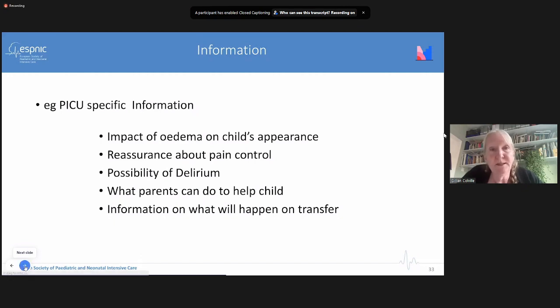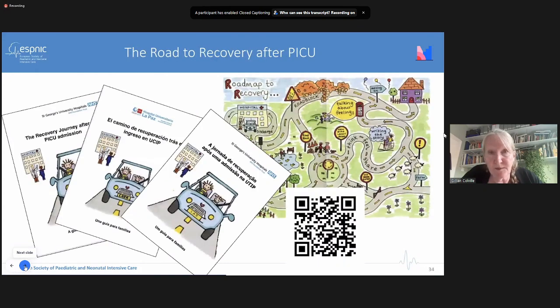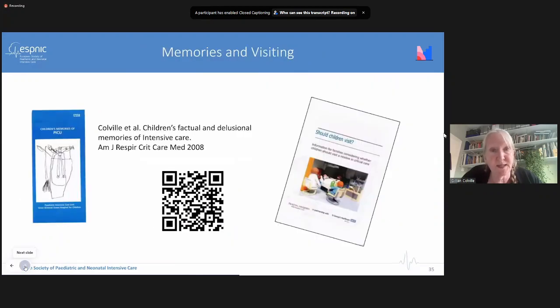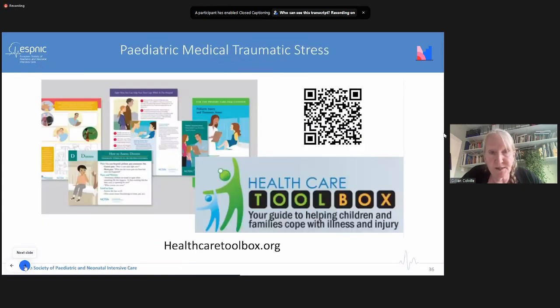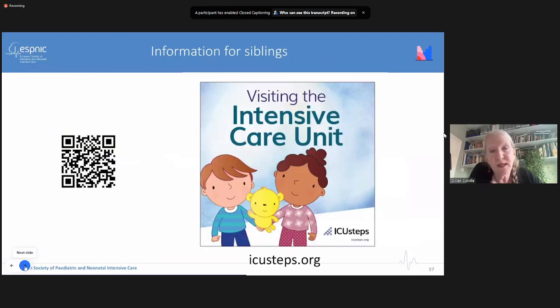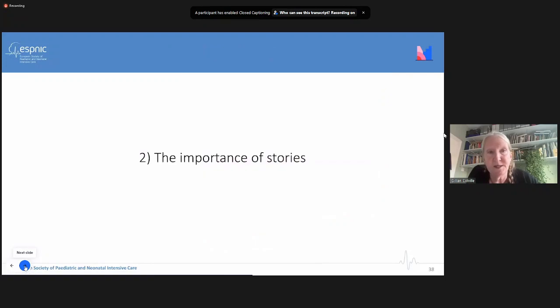Next slide. So the next 3 or 4 slides just give you some information on leaflets that are free to download from my research website and from 2 other websites that I think it's worth looking at. So these are leaflets about children's memories and about reactions to trauma. This is an American website. And ICU Steps produce a useful booklet and information sheet about handling siblings.